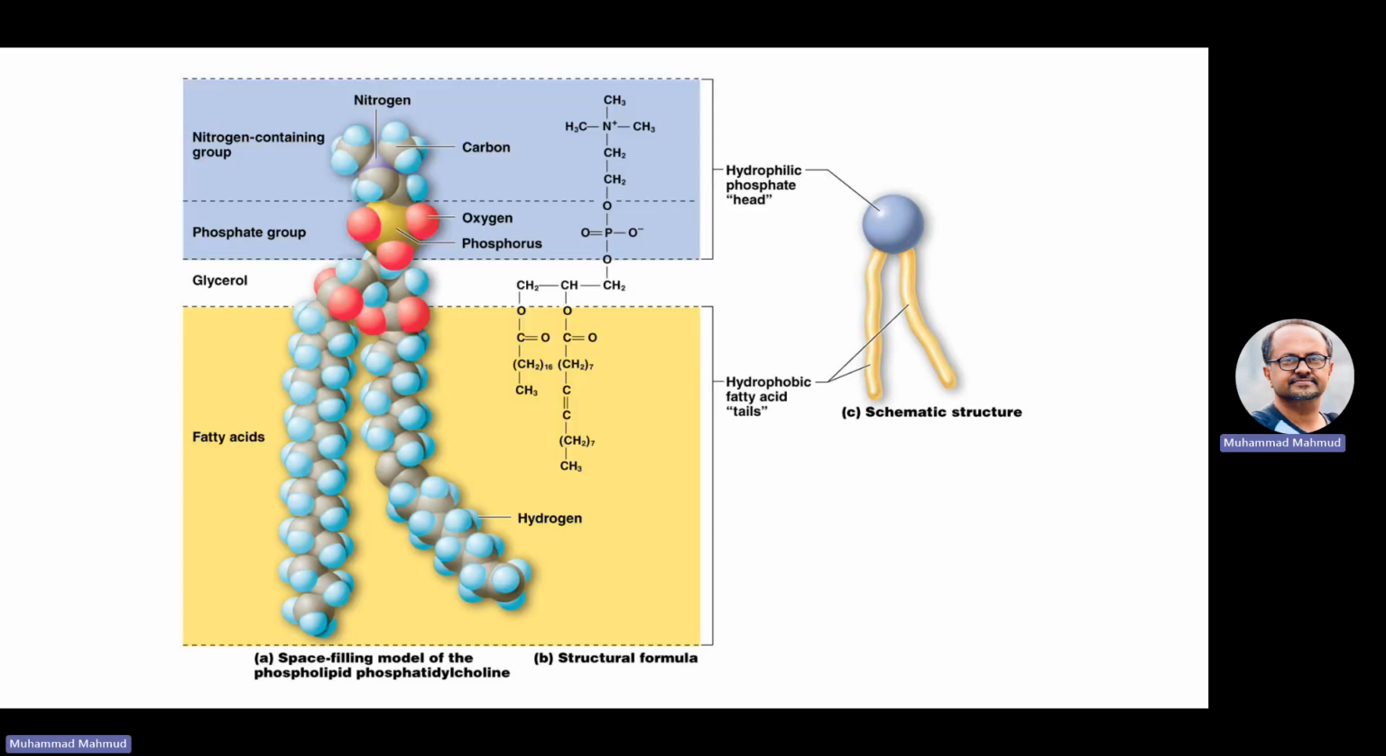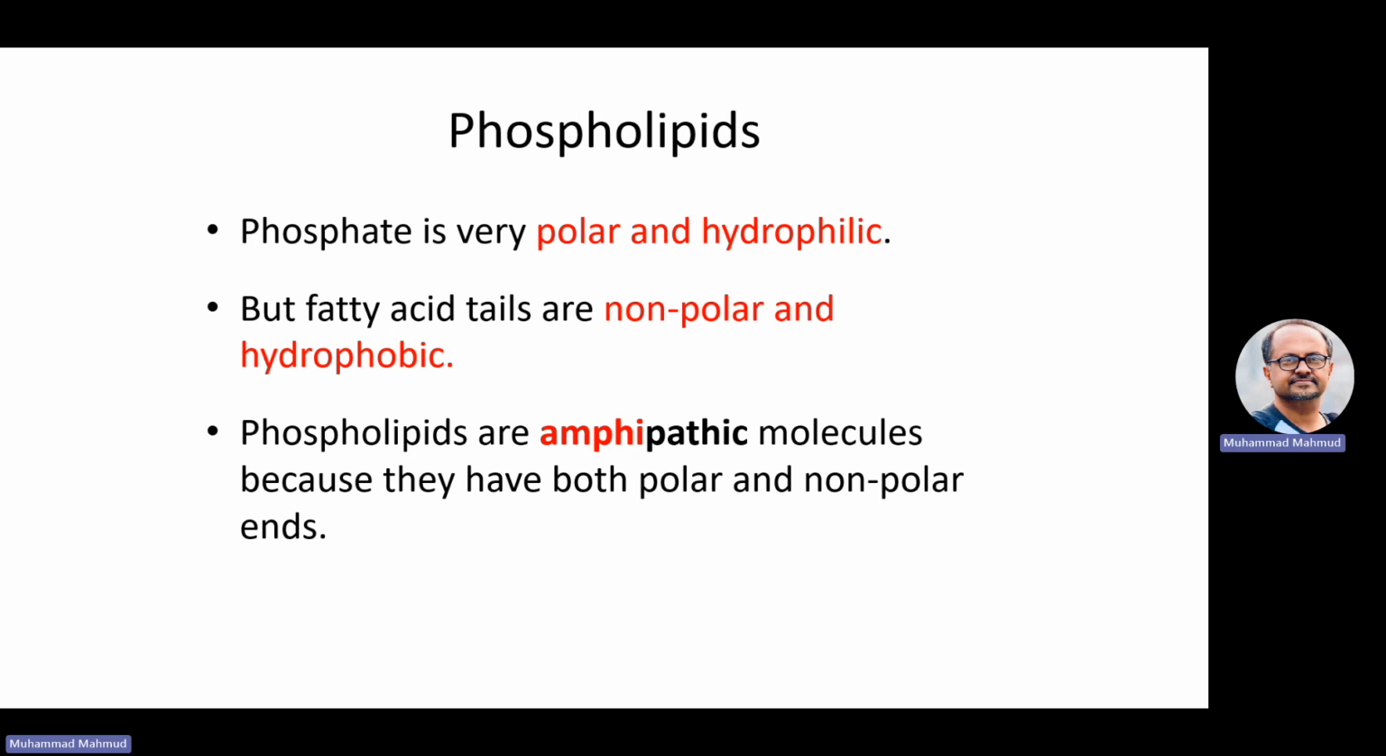So just remember that the head part will be facing outward and inward, but in the middle, because this is a phospholipid bilayer, the hydrophobic part will be the inner side of the cell membrane. So we use the word amphipathic. Amphi means both, because it has both polar and non-polar, hydrophilic and hydrophobic parts. So these phospholipids are called amphipathic.